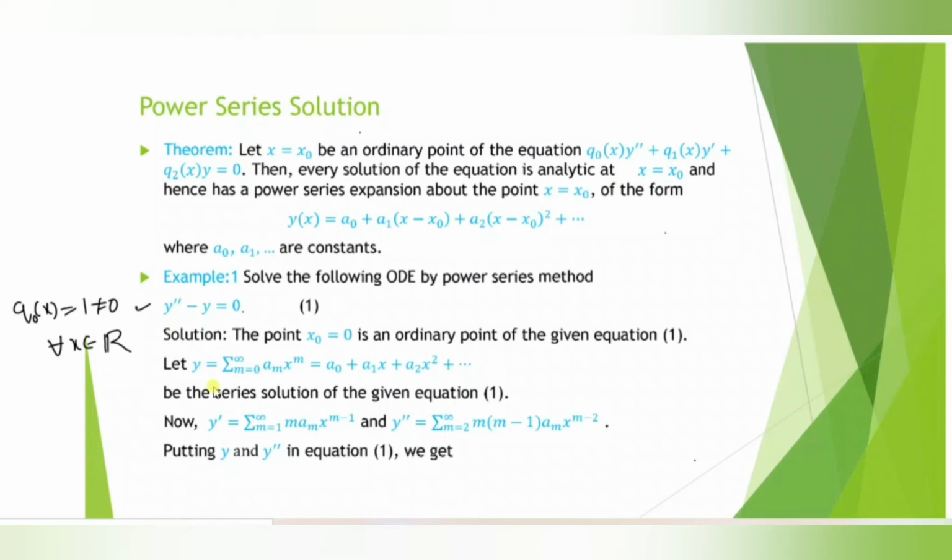इसके लिए हमें क्या फाइंड करना है? y double prime. y double prime फाइंड करने के लिए हमें चाहिए y prime is derivative of y with respect to x. This is summation m equal to 1 to infinity m into a_m x to the power m minus 1, and y double prime is derivative of y prime with respect to x. This is summation m equal to 2 to infinity m into m minus 1 a_m into x to the power m minus 2. अब हम क्या करेंगे? y and y double prime का वैल्यू इक्वेशन 1 में पुट करके सॉल्व करेंगे.